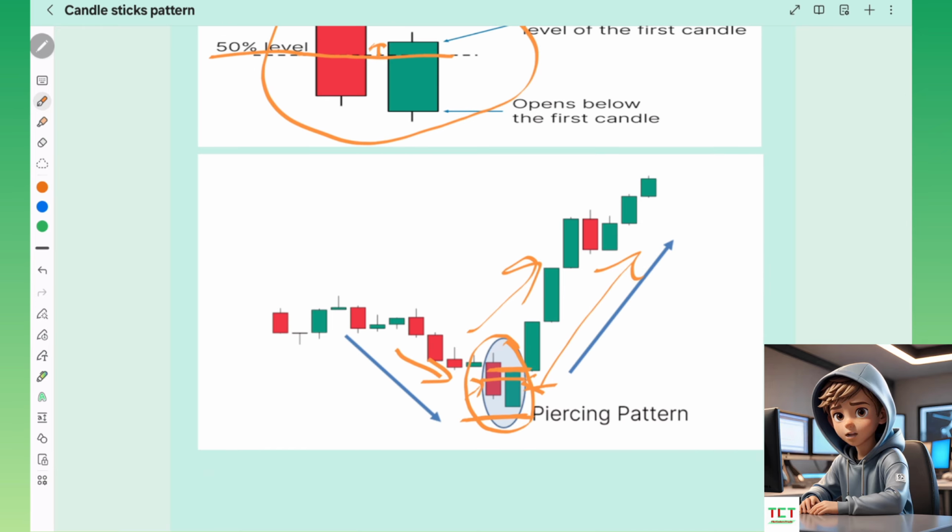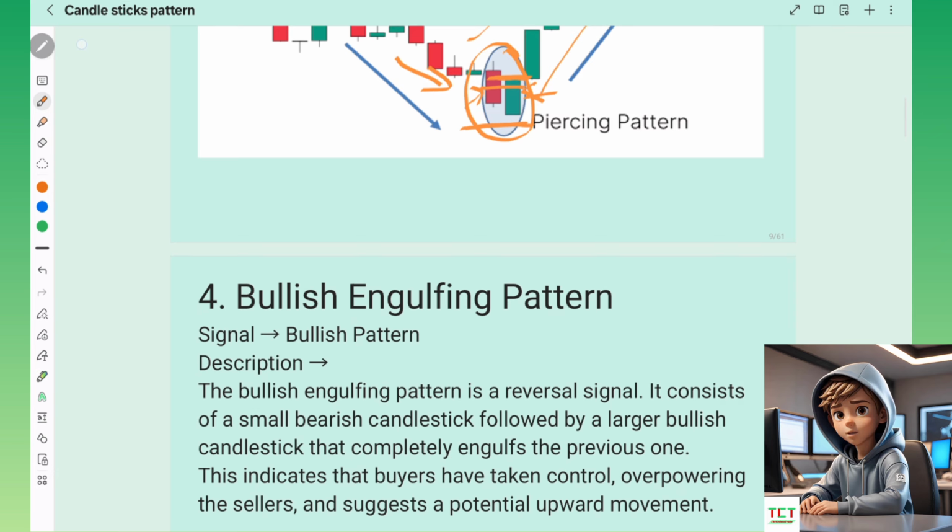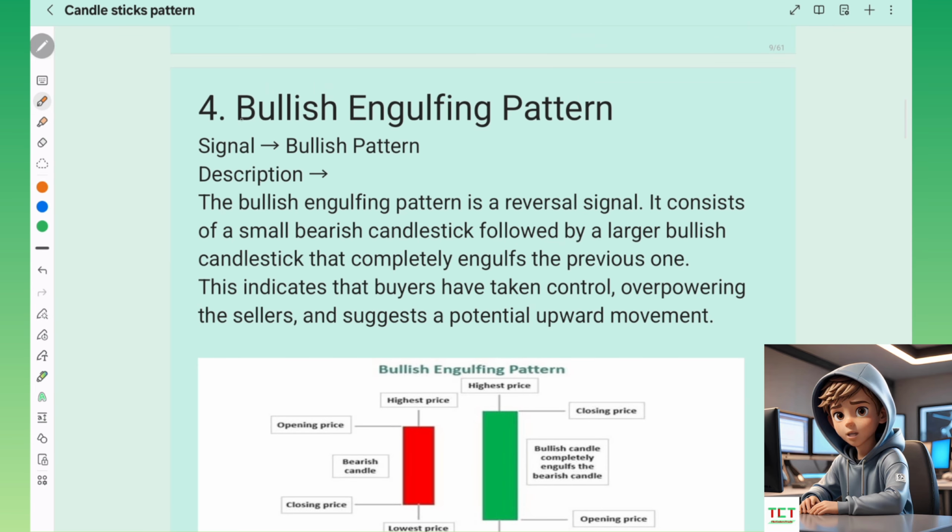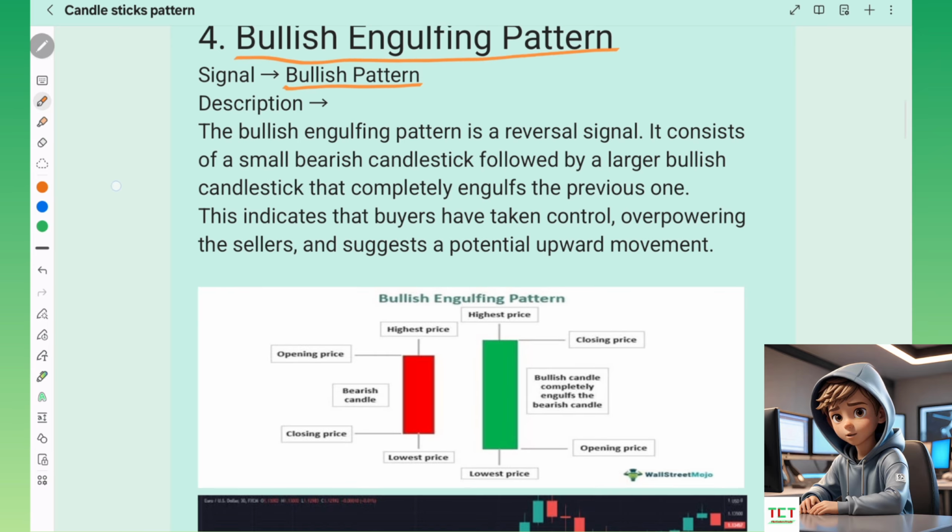Here you can see a big red candlestick was formed, and then a green candle covering more than 50% of the previous one, which forms a piercing line pattern. And as you can see, the market has gone upwards from there. Now moving up to the next, and one of the most popular and powerful patterns, the bullish engulfing pattern. This is a very strong reversal signal that traders love to see.